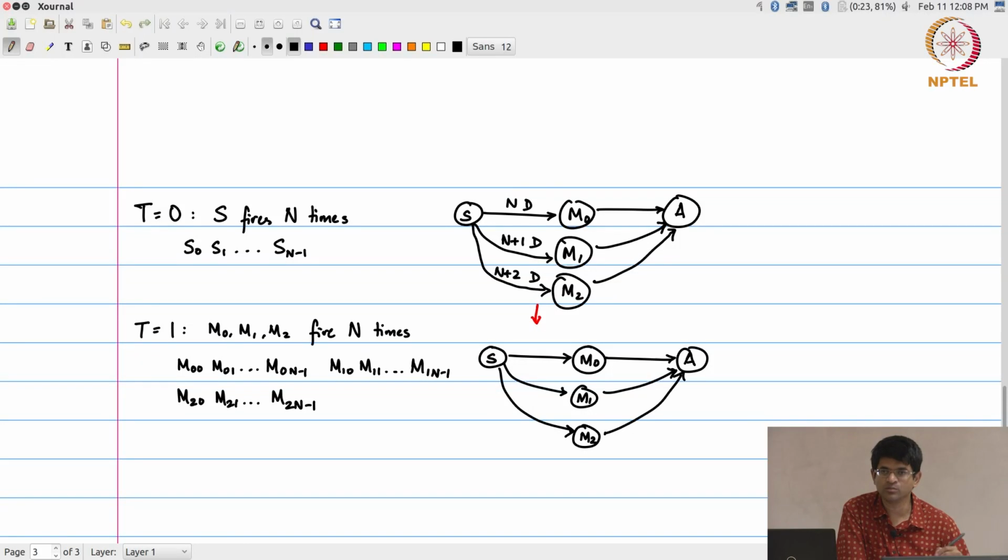Okay, I have consumed n tokens from the M0 input. Therefore, how many tokens are left on the S to M0 arc? Zero. Okay, nothing is remaining over there. But now there will be correspondingly n tokens on the M0 to A arc. Okay, I had n plus 1 on S to M1. I consume n of them. Therefore, I will be left with 1 over here and n tokens on the M1 to A arc. And similarly, S to M2, I will have 2 tokens remaining over here and n on the output arc, right?